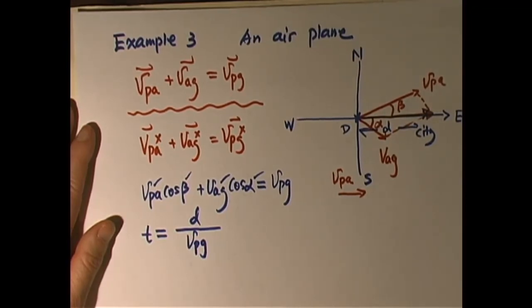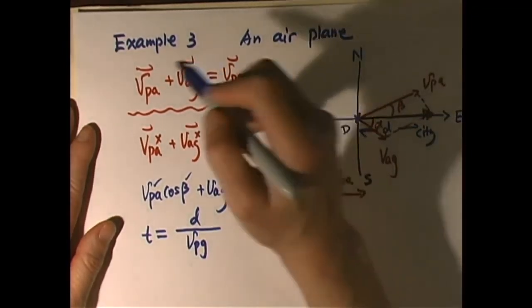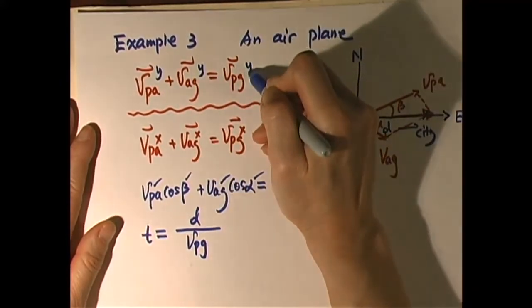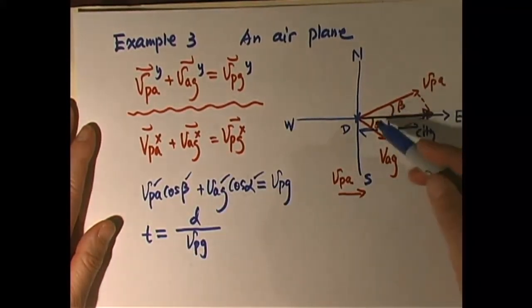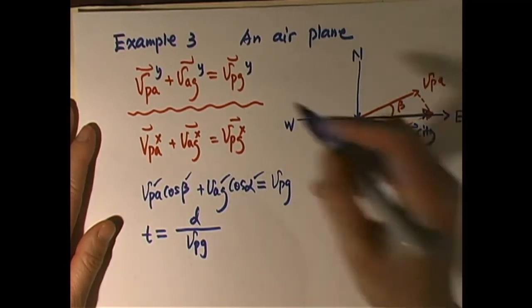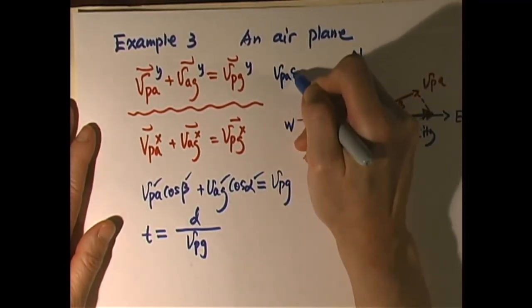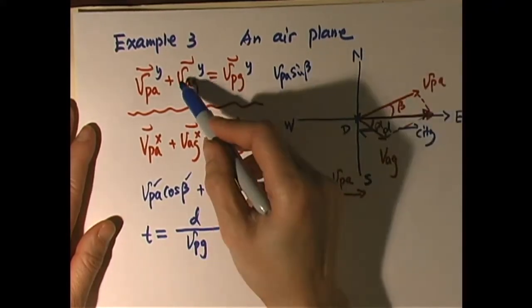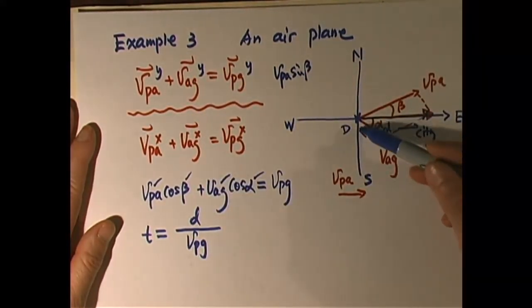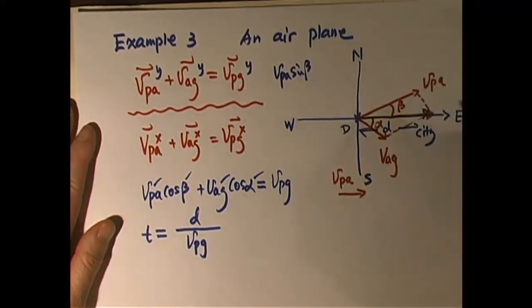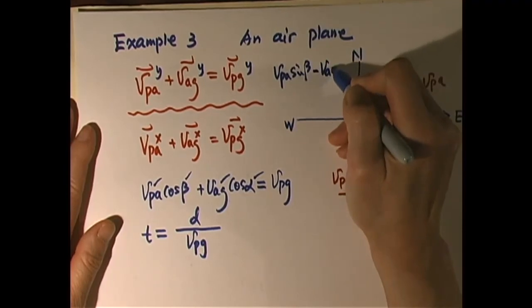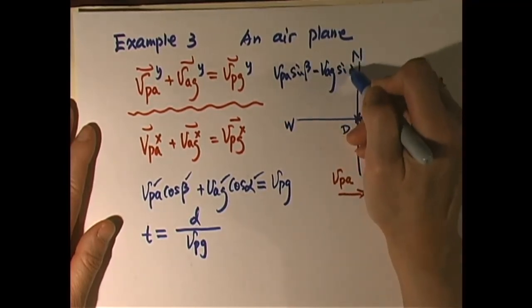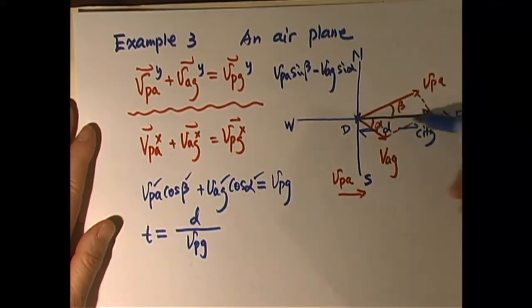So we're going to apply our equation to the y components. So this is a y, and a y, and a y. Let's take a look at what happened. Now v plane to the air y is v plane to the air times sine beta. And air to the ground y is towards south, so it's negative, because if plane to the air component y is north, then south has to be negative. So it's negative v air to the ground sine alpha. And plane to the ground has no y component.